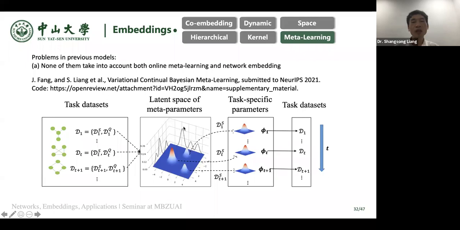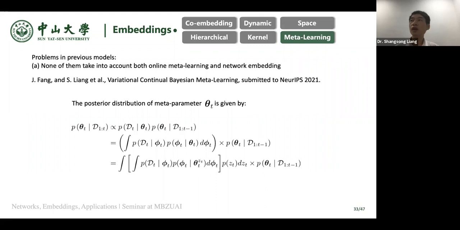In this paper, we define, for each task in the learning data sets, network data from time step one to the current time step T. We have this temporal network. We try to learn the shared knowledge theta_T, and we try to use this shared knowledge to make the prediction for the new task.